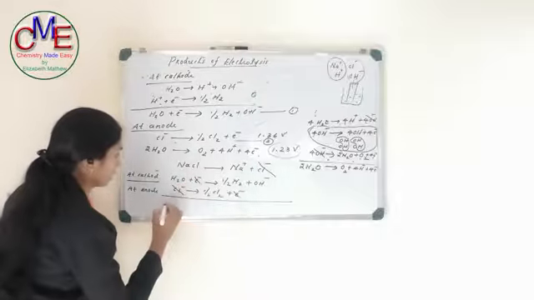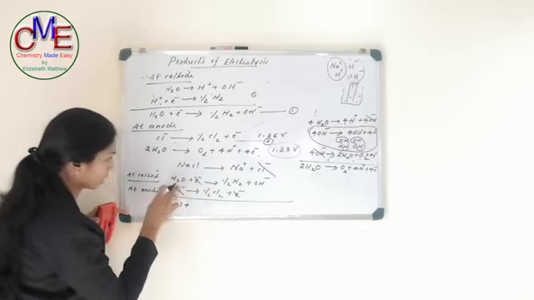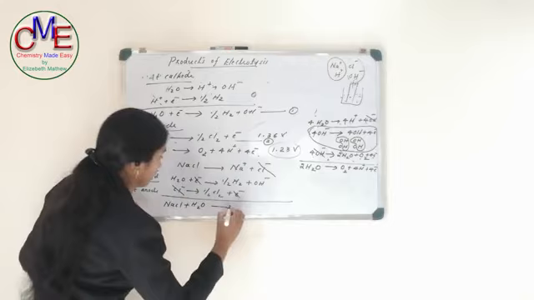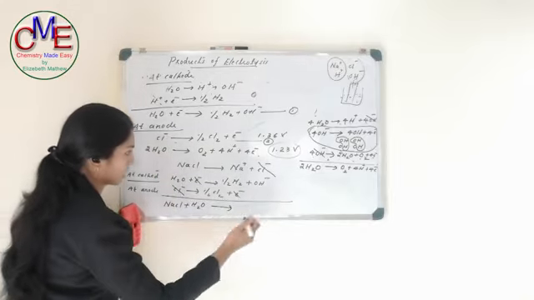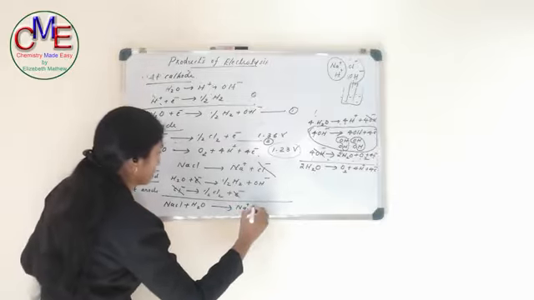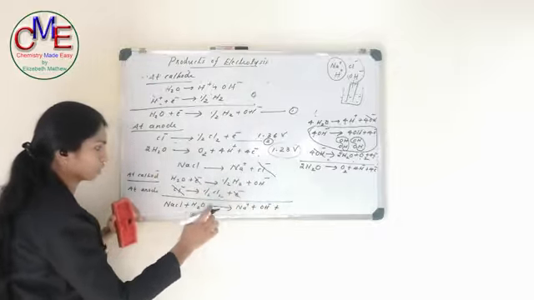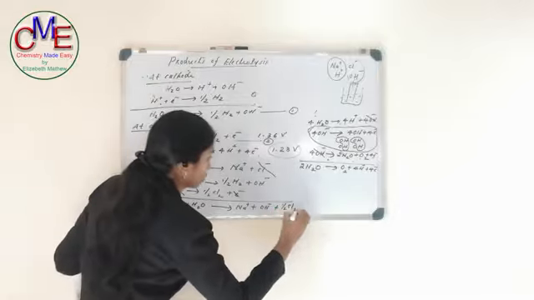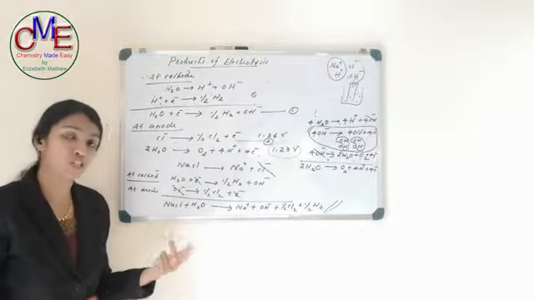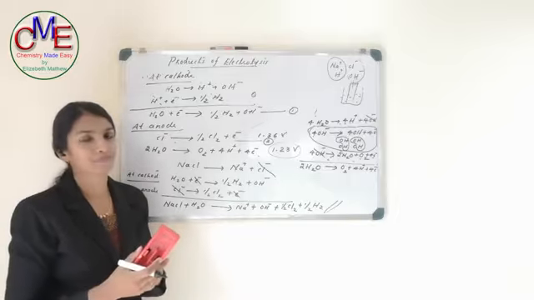Then we can write NaCl, which is on the left hand side, plus H2O gives, only these 2 remain. On the right hand side there is Na plus, OH minus, then half Cl2 plus half H2. So this is the net reaction which occurs during the electrolysis of aqueous sodium chloride.